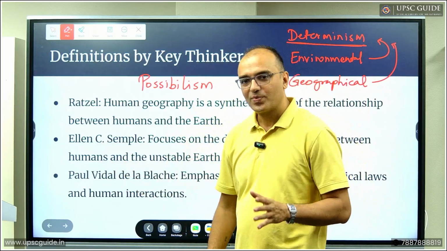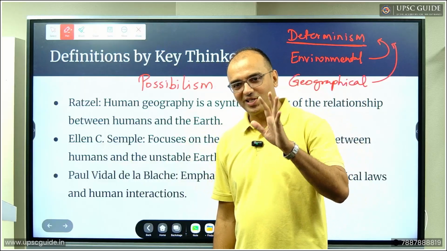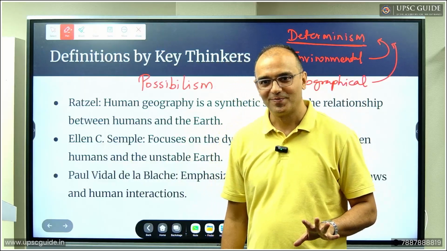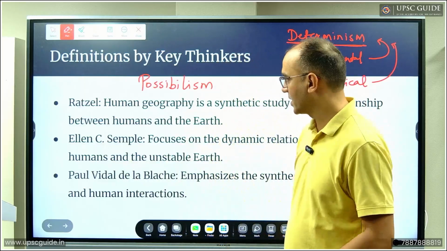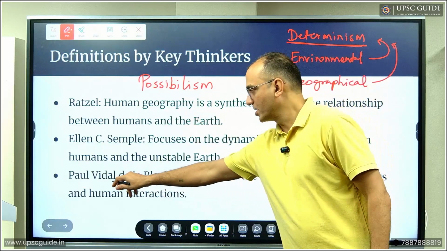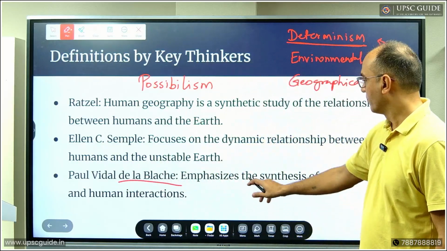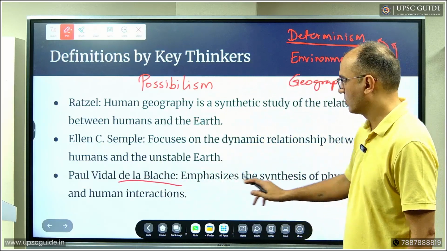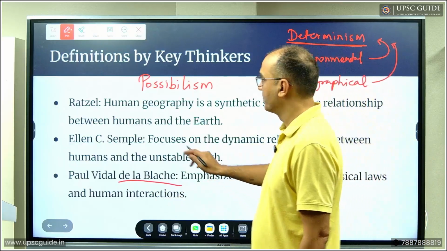Determinism में क्या था? आप कुछ भी कर लो, you are basically following the plan of nature. That was determinism. That is the difference, right? So this is possibilism, Vidal de la Blache, right? Emphasizes the synthesis of physical laws and human interactions. Done? Let us go ahead.